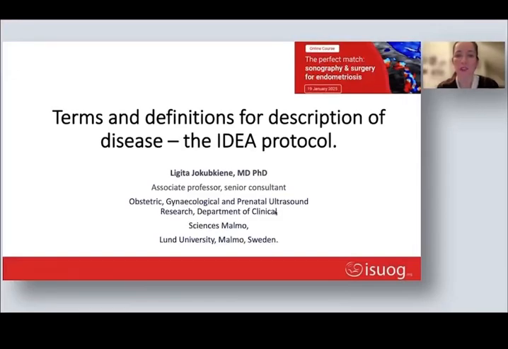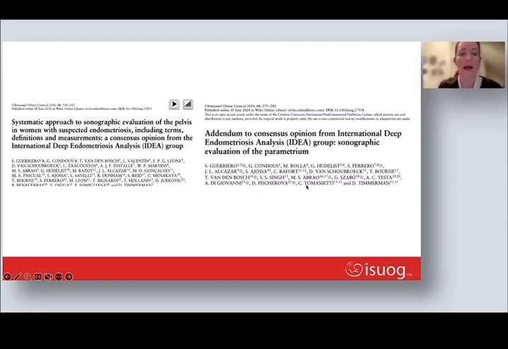On terms and definitions for the description of endometriosis disease using IDEA protocol. The first IDEA consensus paper was published in 2016, describing a systematic approach to sonographic assessment of endometriosis. Recently, in 2024, an addendum to the consensus opinion has been published. And in the addendum, the lateral parametrium has been included.